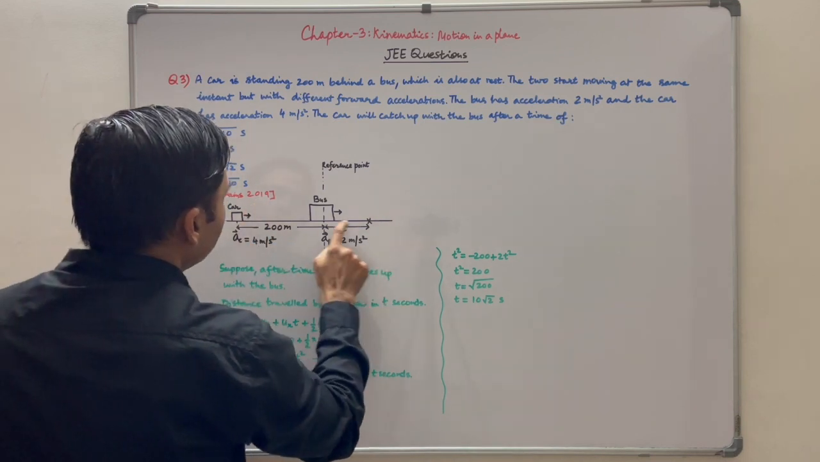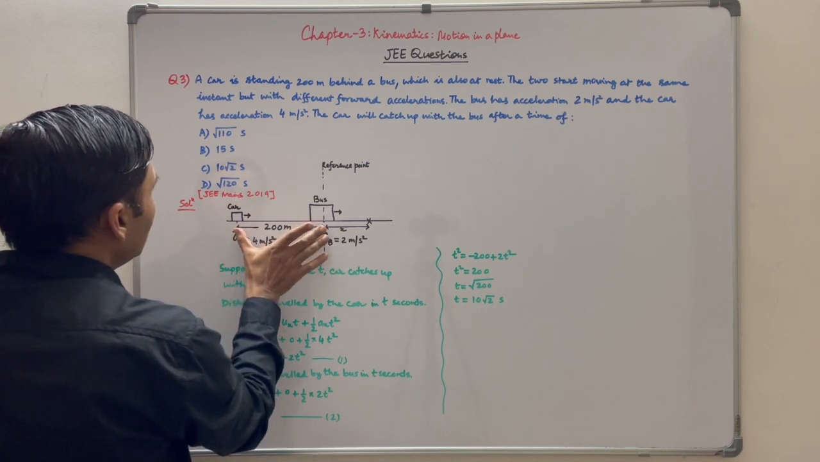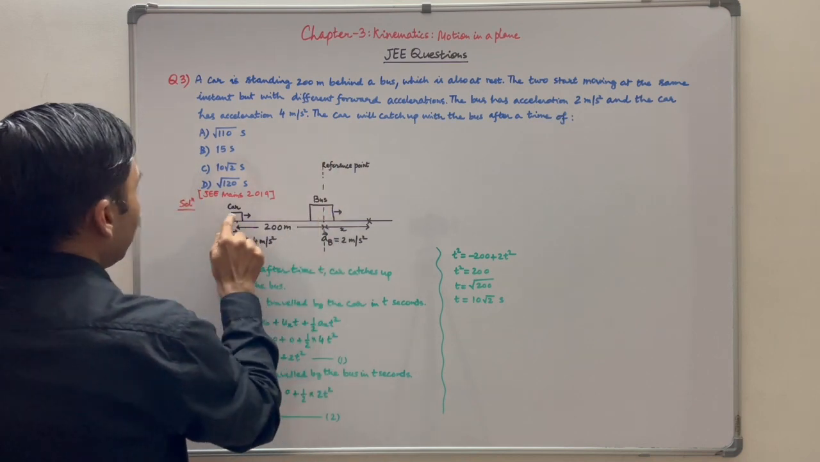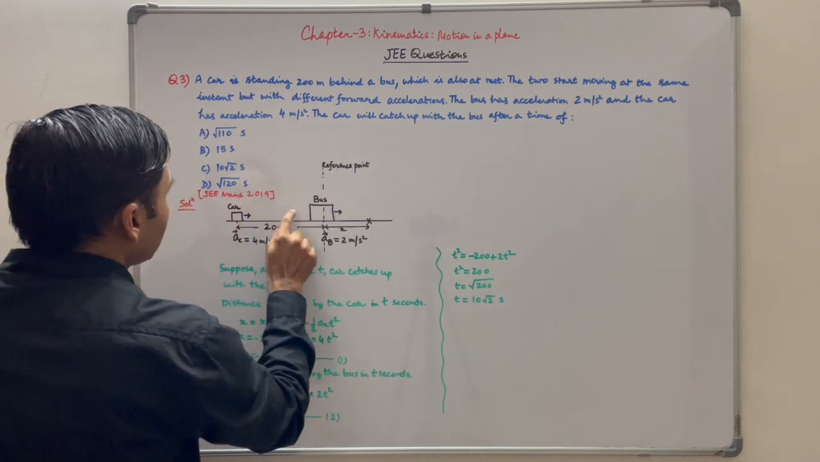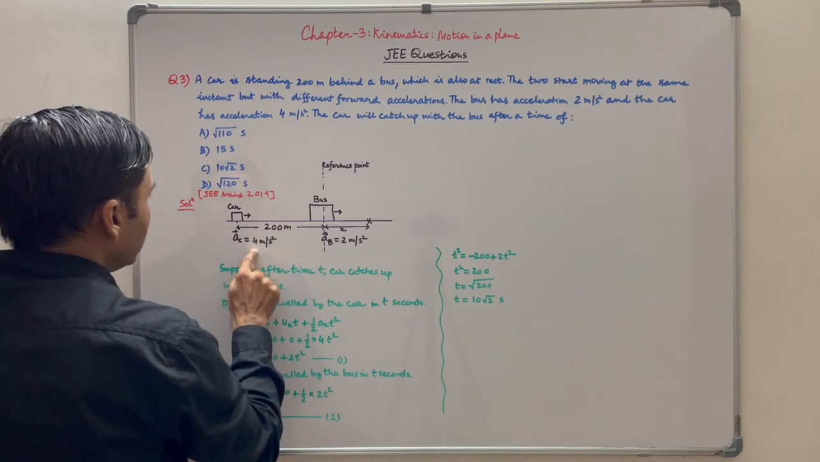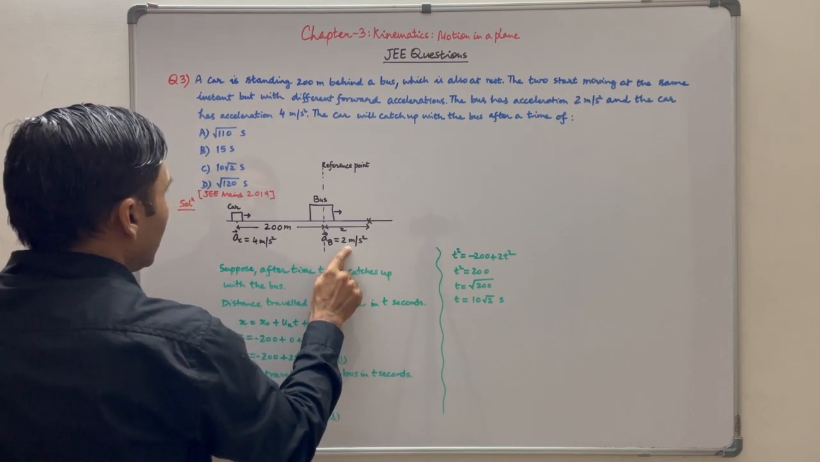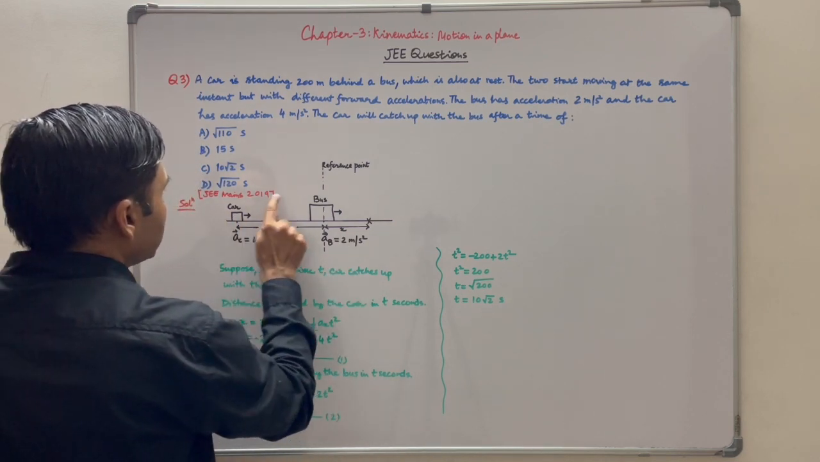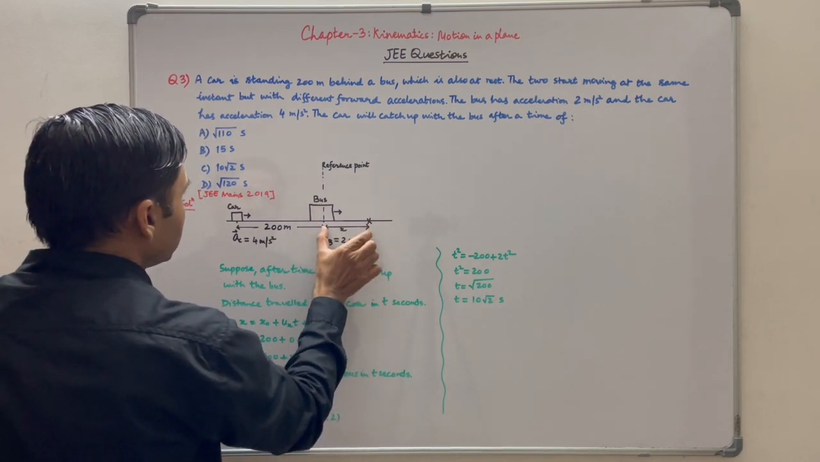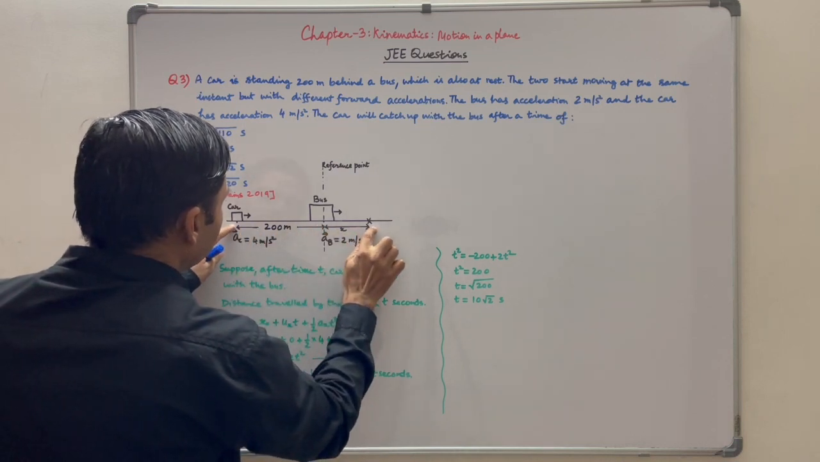Suppose this is the road, the bus is standing here and the car is standing here. They are 200 meter apart. This is our reference point. At t equals 0, both start moving in forward direction with accelerations 4 meter per second square and 2 meter per second square respectively. Suppose after t seconds, the car catches up with the bus at this point. In t seconds, the bus travels a distance of x meter and the car travels a distance of 200 plus x meter.